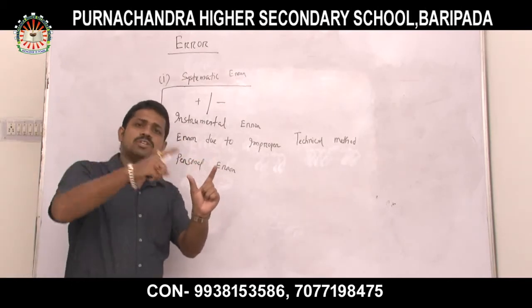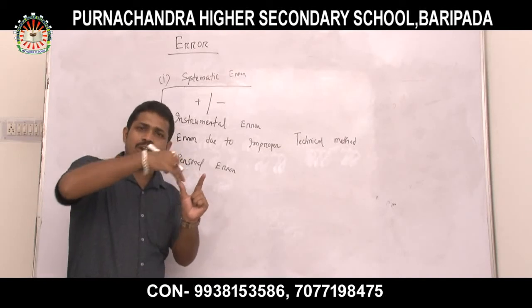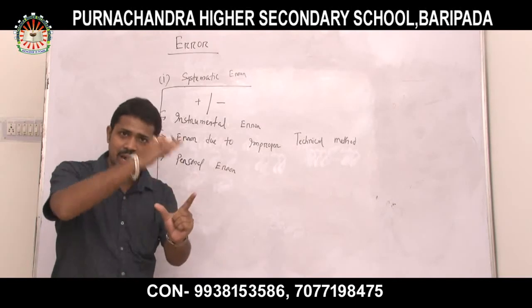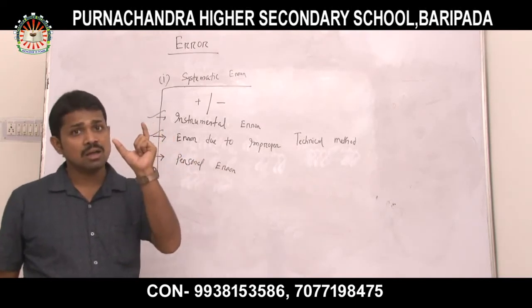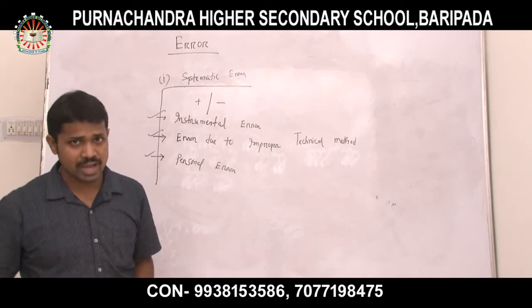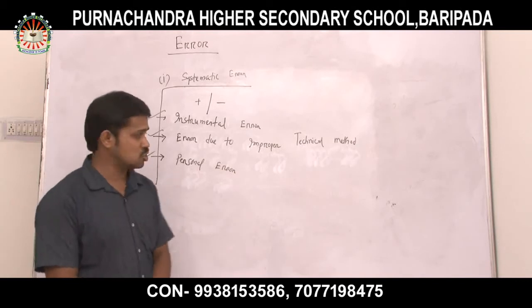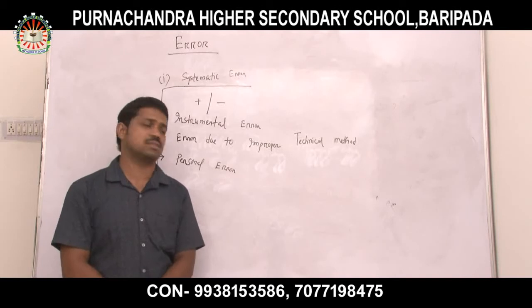Suppose the vernier caliper is malfunctioning. It has a least count that we cannot set due to a manufacturing defect. Then whatever error arises during the calculation of length with the vernier caliper, that type of error is called instrumental error. Understood? Then come to the second type, that is error due to improper technical method.